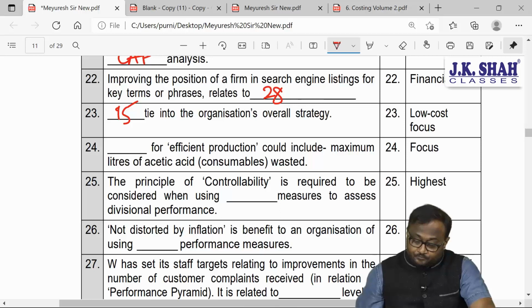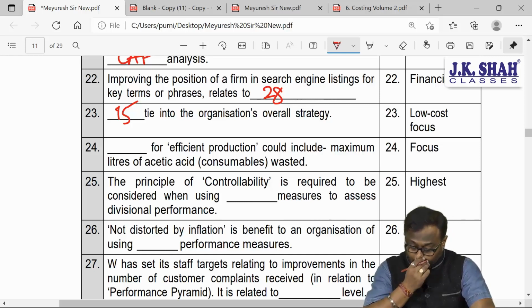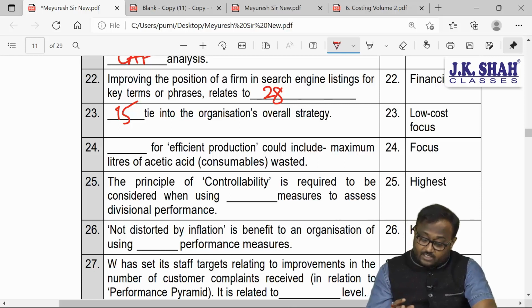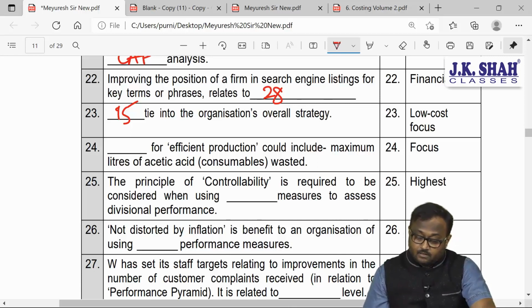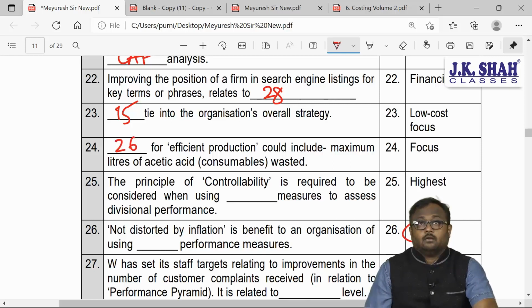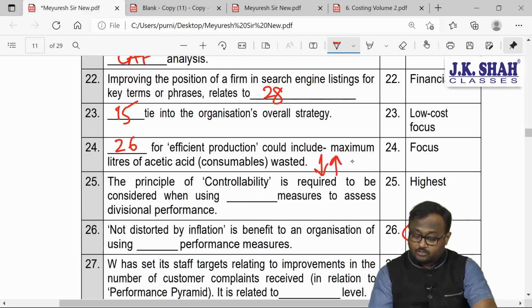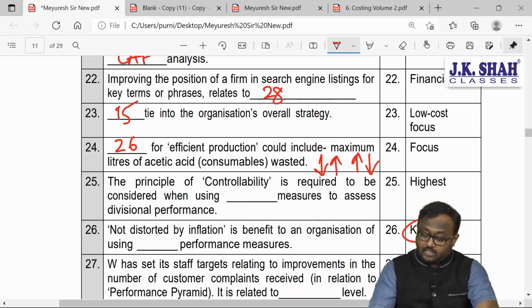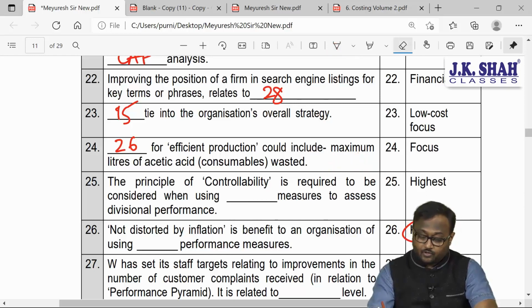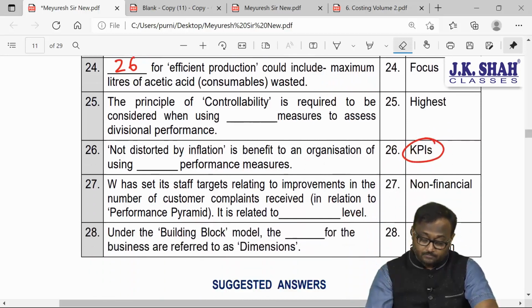Now, dash for efficient production could include maximum liters of acetic acid wasted. It has to be KPI. Why? On the basis of that, you can decide whether minimum wastage means better performance, and higher wastage means poor performance. So that will indicate whether you are efficient in terms of production or not.